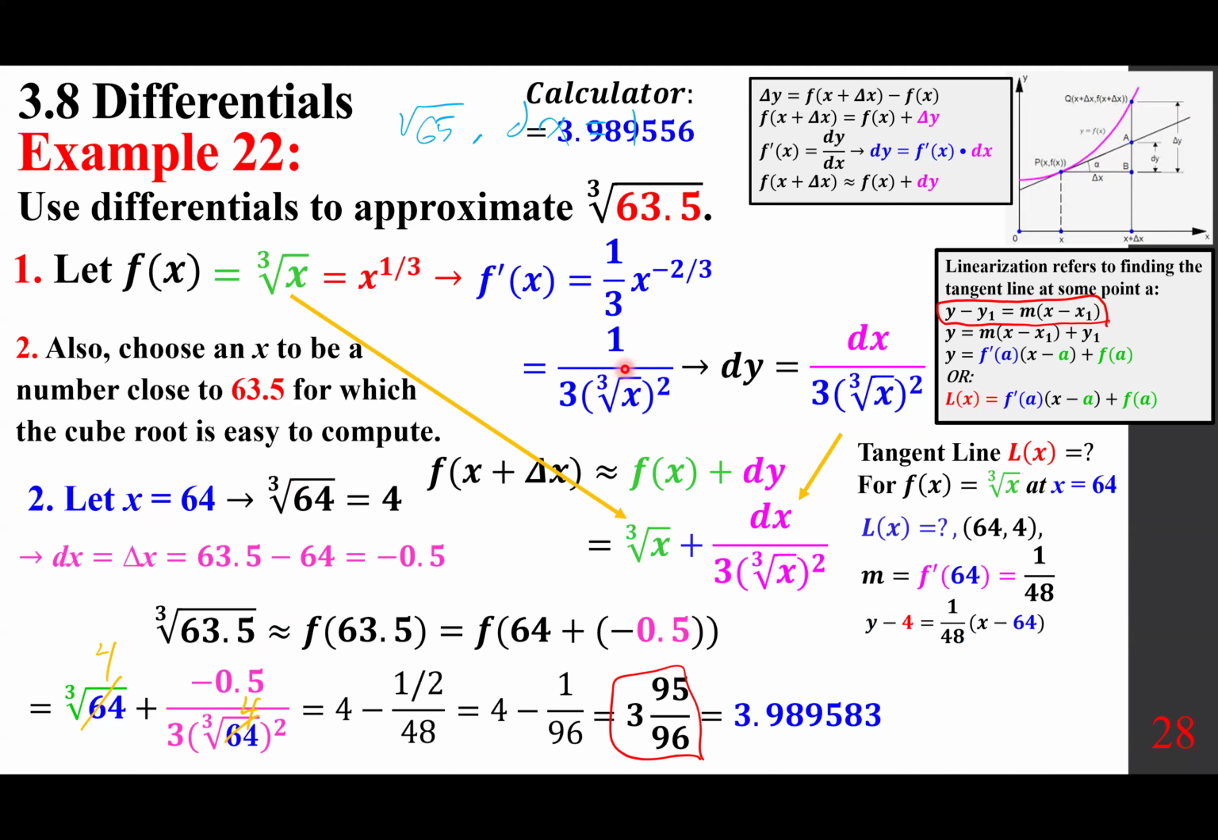y minus y1, that means y minus 4. m is 1 over 48, times x minus 64. You do the math, and you put these two together by taking a common denominator. You end up with 1 over 48 times x plus 8 thirds. And now if I replace the x with 63.5, I have the final answer. Now, I highly recommend you try it and just go with the fractional format. You see you get the exact answer as we have it here.